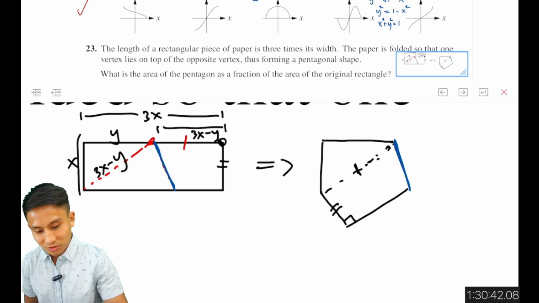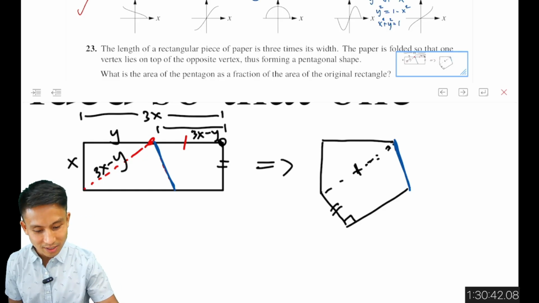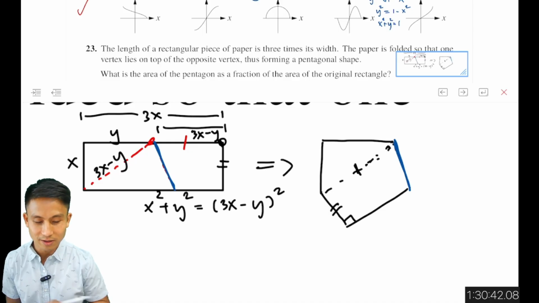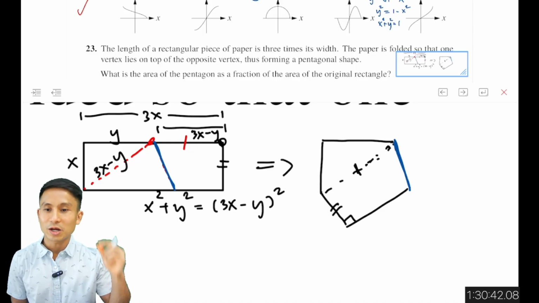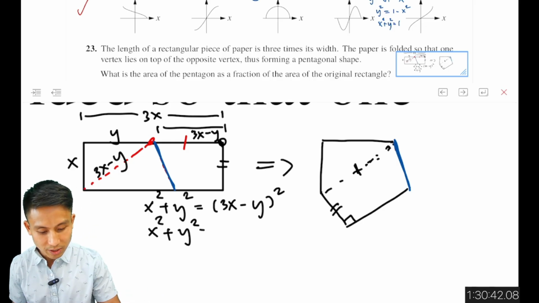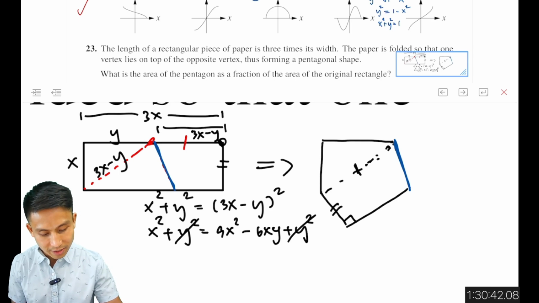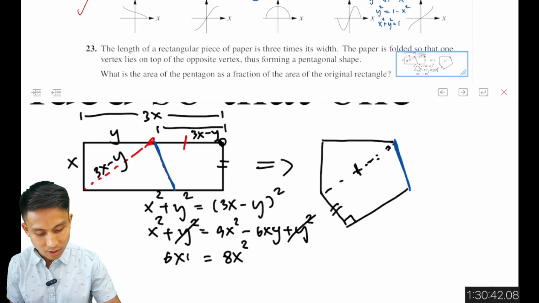And now because this triangle is a right angle triangle, you can do a Pythagoras there. So let's do a Pythagoras so that we know y in terms of x. So x squared plus y squared equals (3x minus y) squared. So x squared plus y squared equals 9x squared minus 6xy plus y squared. If you simplify, you can cancel the y squared, and then if you simplify the x squared, you get 8x squared here and 6xy right here.